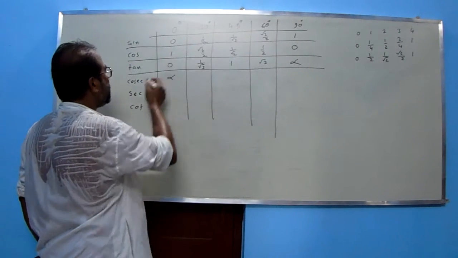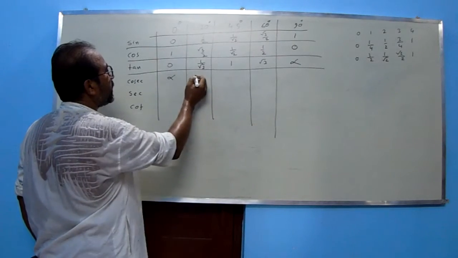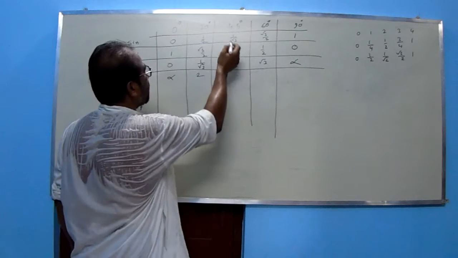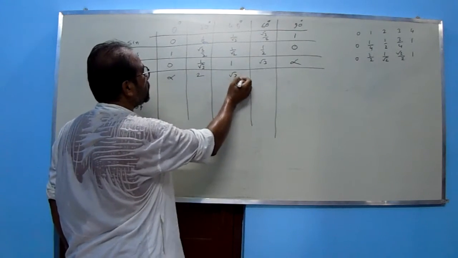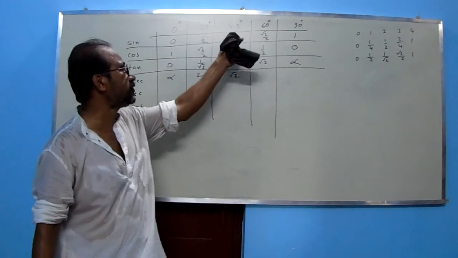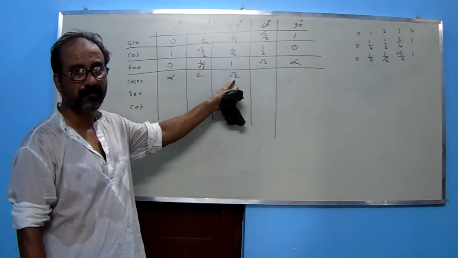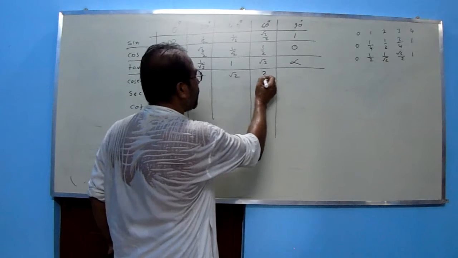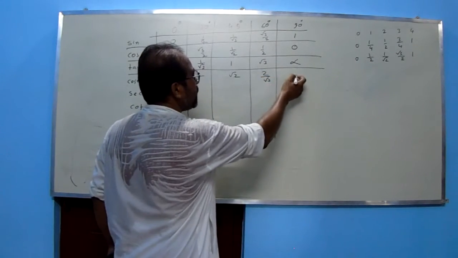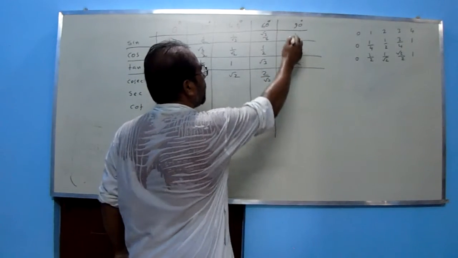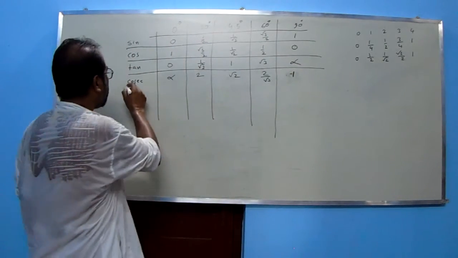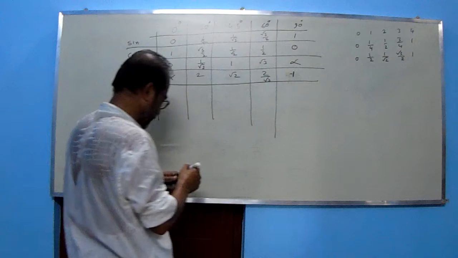1 by sine means it is cosec. So for 30 degrees it will be 2. For cosec 45, 1 by root 2, that means it is root 2. It is just the reverse of 1 by root 2. I am getting the value of cosec. Root 3 by 2, if I reverse this, then 2 by root 3. Then 1 by infinity means 1 by 1, that means it is 1. So I am getting the value of cosec.